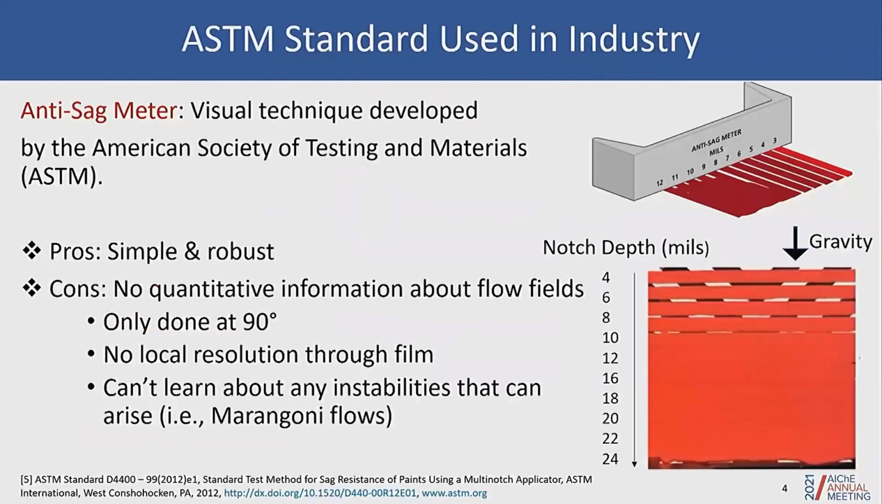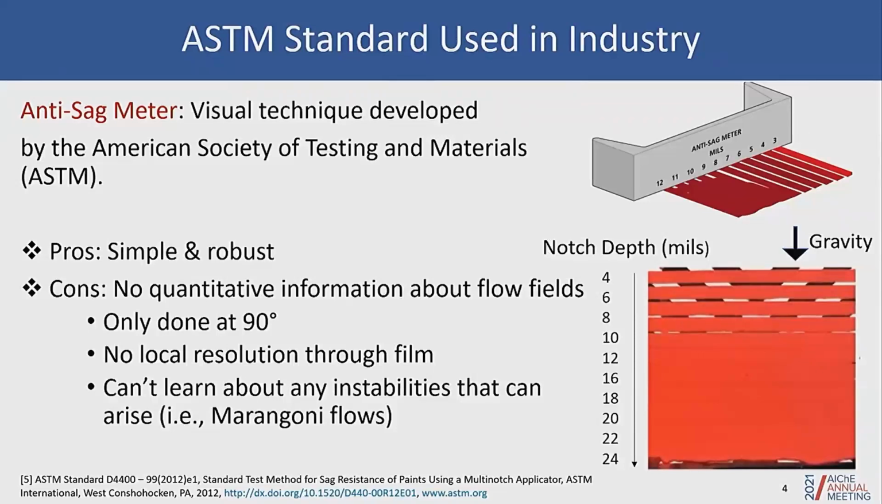And currently in the industry, anti-sag properties of coatings are analyzed via what is called an anti-sag meter, and it is this schematic right here. It was a very simple visual technique developed by ASTM. It consists of a drawdown bar that has multiple notches of identical width and varying clearances. So upon coating application, you get a series of wet parallel films that have different thicknesses. And then the substrate gets reoriented normal to the ground with the thickest stripe at the bottom. And anti-sag is given by an index value, which corresponds to the smallest thickness in which no two stripes are seen to completely merge together.